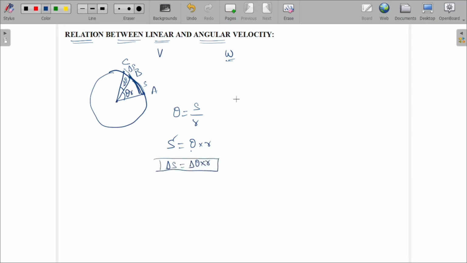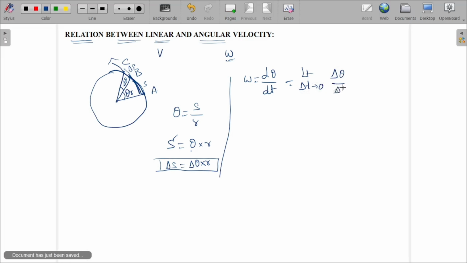Okay, right. So now what is the angular velocity at the point? Angular velocity omega equal to d theta by dt. This is the formula, right? Angular velocity equal to d theta by dt. So this is also nothing but limit delta t tends to 0 delta theta by delta t. Okay, this is the one which is written simply as omega equal to d theta by dt, right?